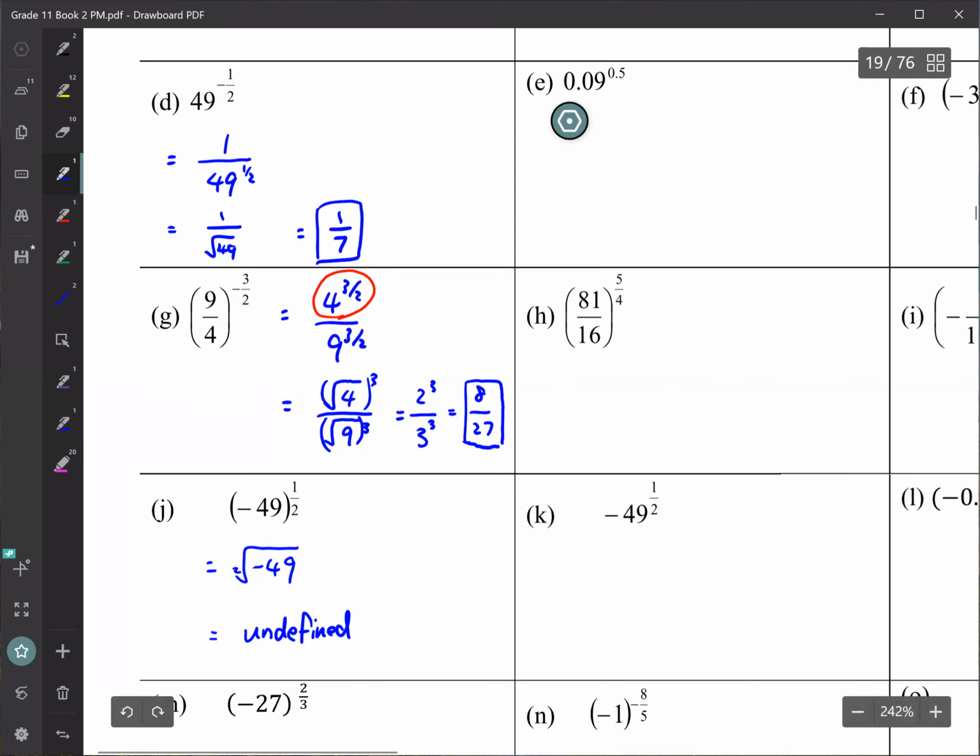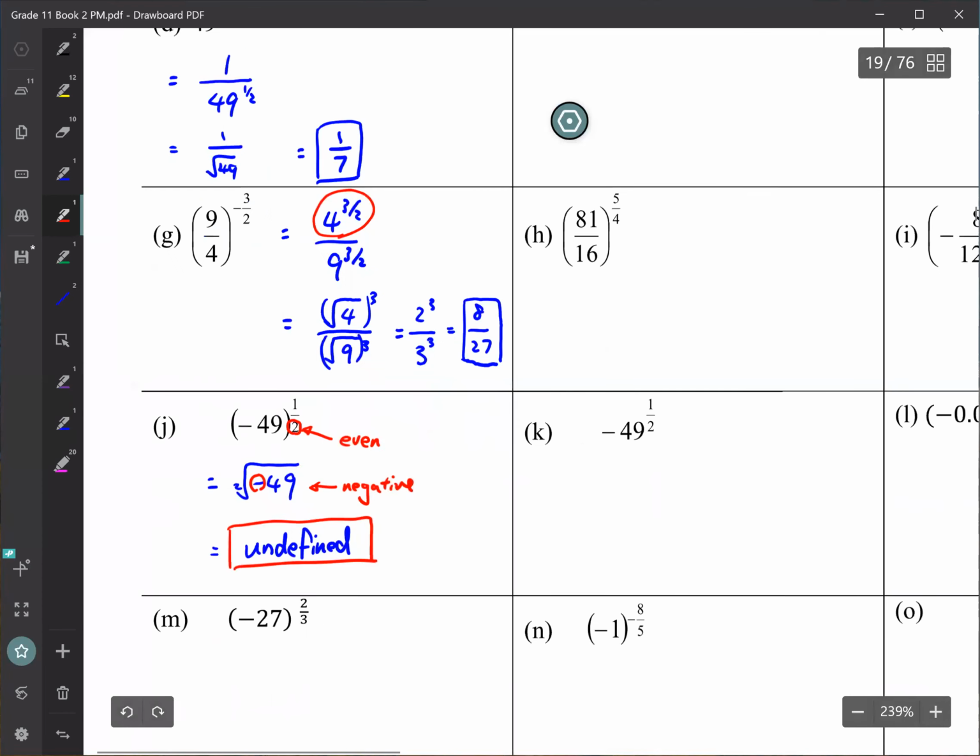So this one has an even number root, right? It has a square root and it also has a negative. When you have an even number, even number means could be 2, 4, 6, 8, and has a negative, when those things combine together, your answer is undefined. Okay, so remember this one. If it's a cube root, if it's 1 over 3, then you will have an answer. Then you won't say undefined.